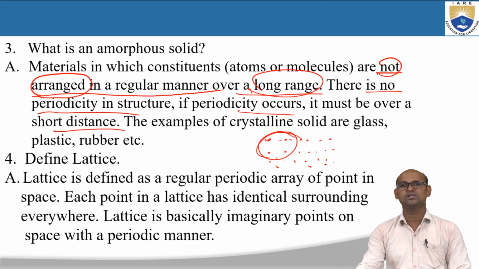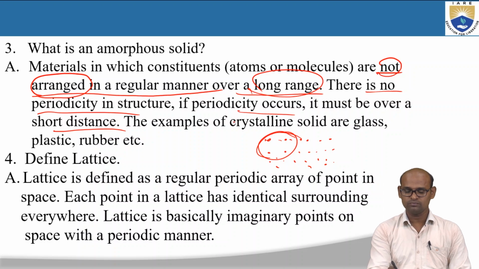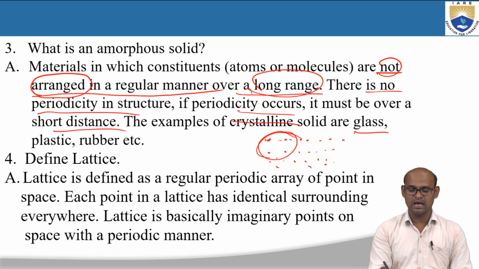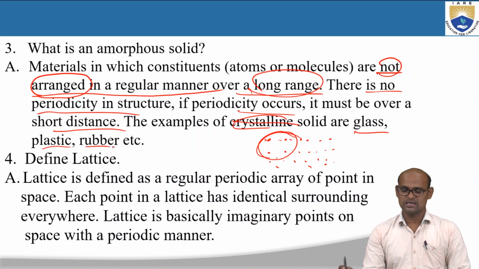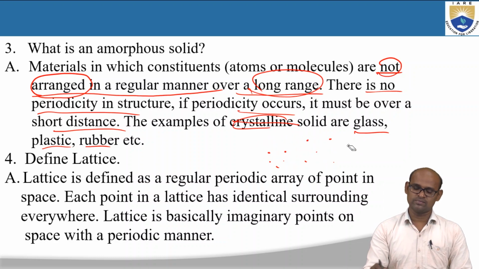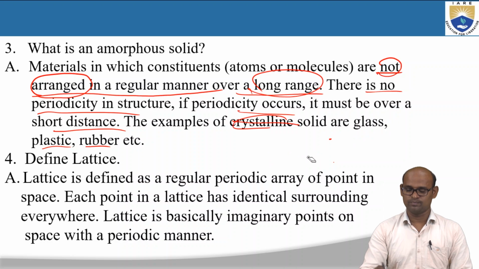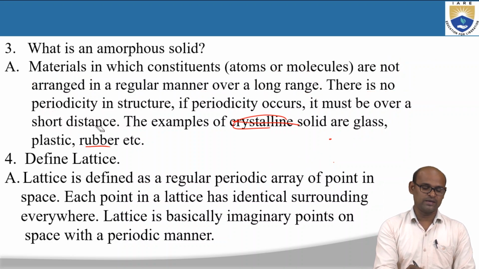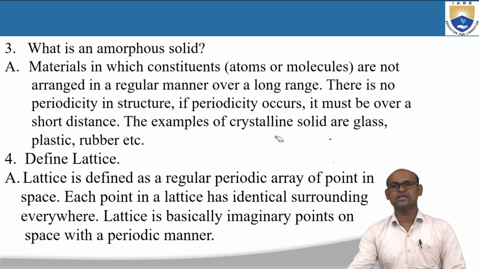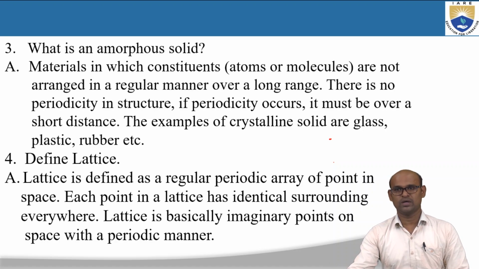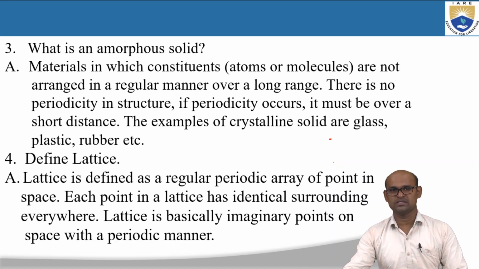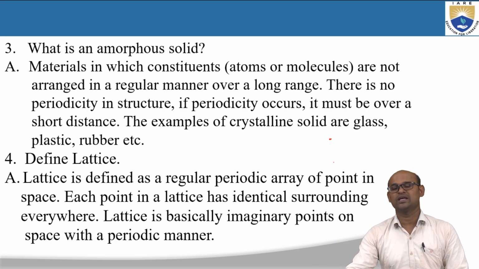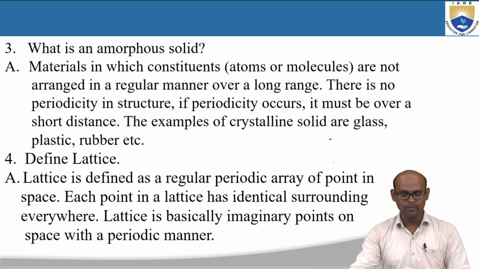Examples of amorphous solids are glass, plastic, and rubber. An amorphous solid is a solid in which atoms are not arranged in a regular periodic manner. So we have discussed two different types of materials. Using crystallography, you can classify materials as amorphous or crystalline solids by using X-rays, electron beams or neutron beams. Now we have discussed what a crystalline solid and an amorphous solid are.